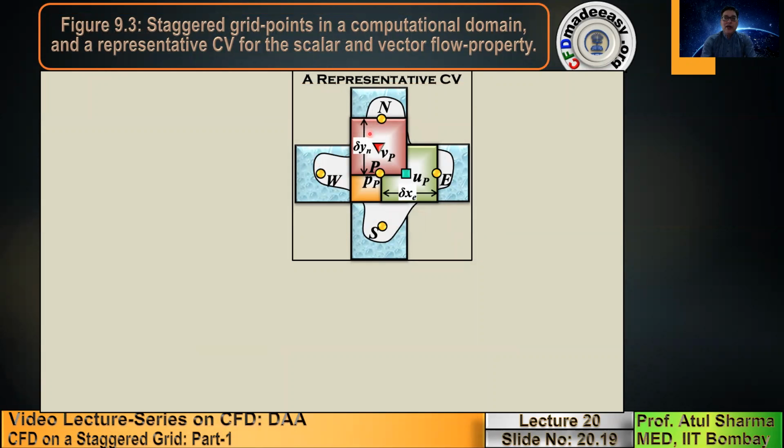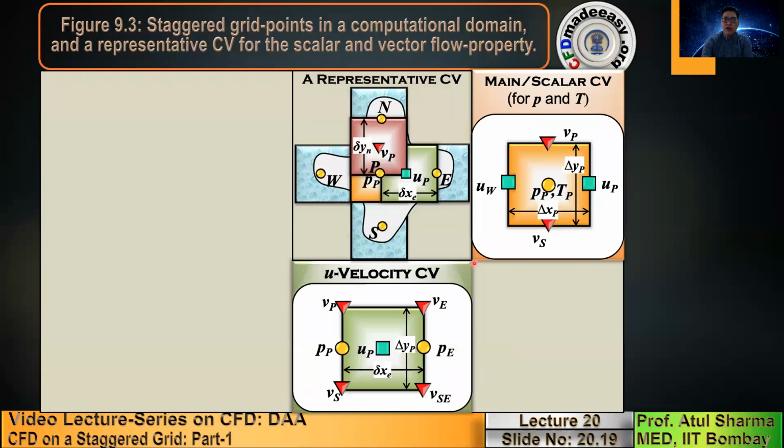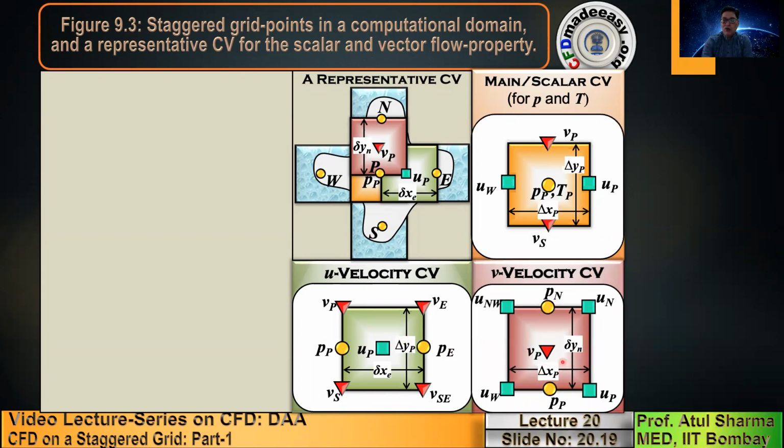So this is a staggered control volume. This corresponds to figure 9.3 of the companion textbook. This is the control volume in which we apply the mass conservation law as well as the energy conservation law. This is called a scalar control volume. This yellow circle is not only the pixel for pressure, it is also considered as a pixel for temperature. This is a control volume where we apply the X momentum conservation, and this is the control volume for Y momentum conservation.